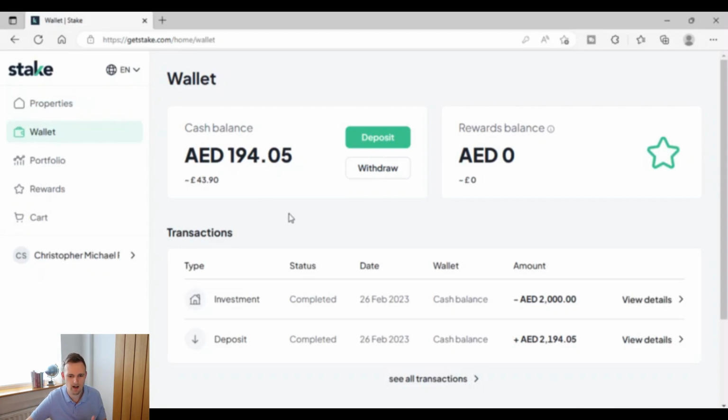So wallet here, I actually deposited, when I opened my account, you can see there, I deposited £500, which is 2,195 dirhams. So that's AED, that's the United Arab Emirates currency there, AED, or just dirhams for short. So £500 there. And my investment was actually 2,000 dirhams, so £456. And you can see there in my wallet, my remaining balance is that 194 dirhams or £43.90 left in there. You can see I have a rewards balance of 0. I'll talk about rewards in a second and show you how that works.